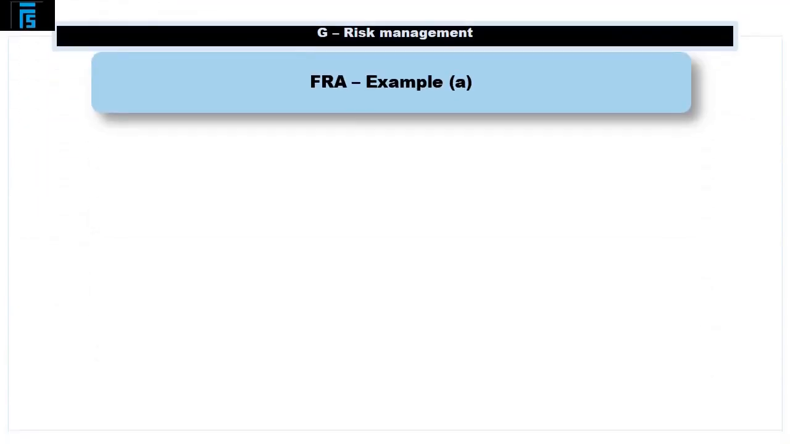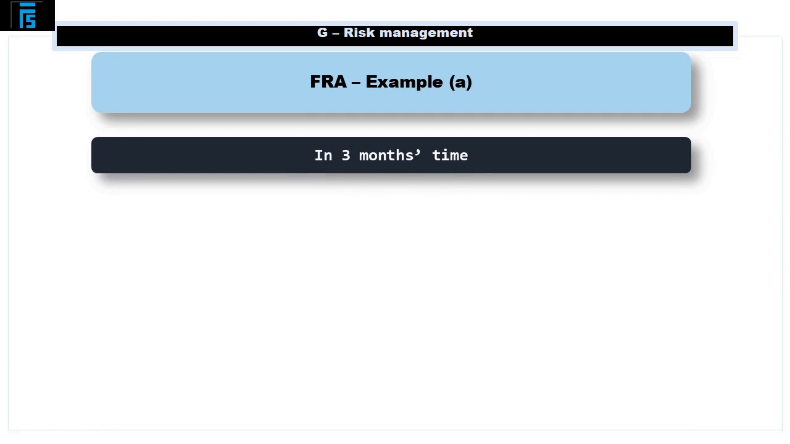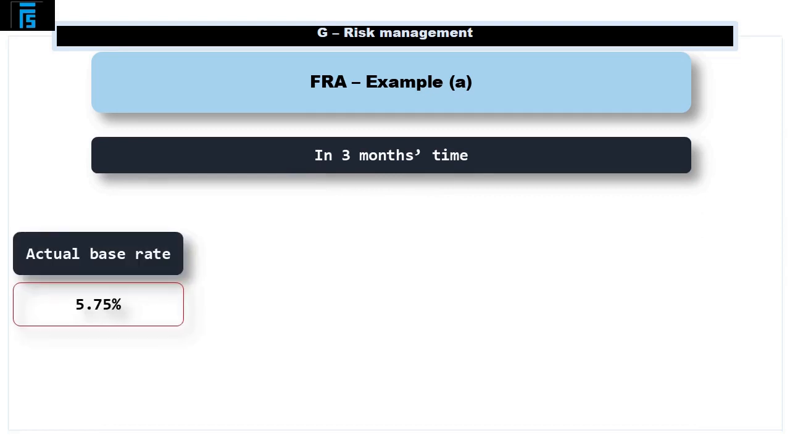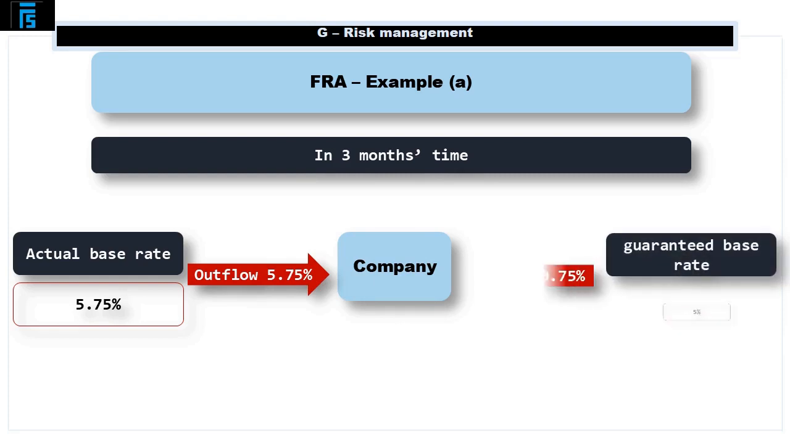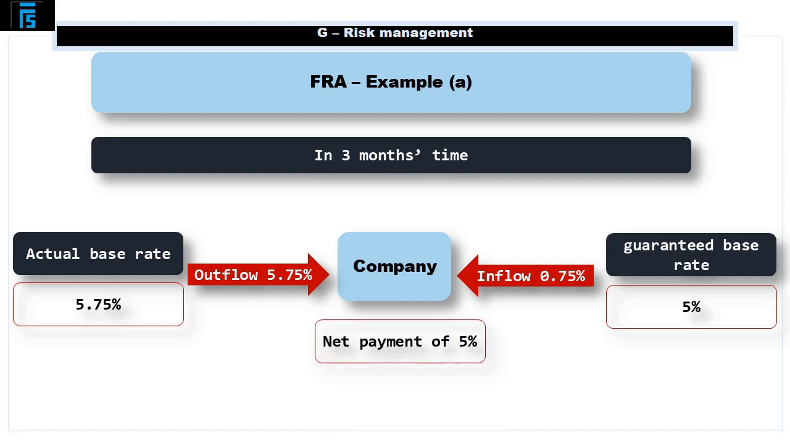When we sign the loan in 3 months' time, suppose the base rate is 5.75%. When we sign the loan, we'll pay the base rate of 5.75% on the loan itself, but the FRA will pay us 0.75%. So overall we pay a net of 5%, which was the base rate we agreed to in the FRA.